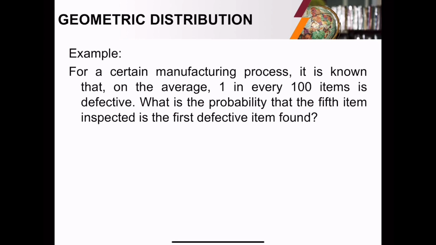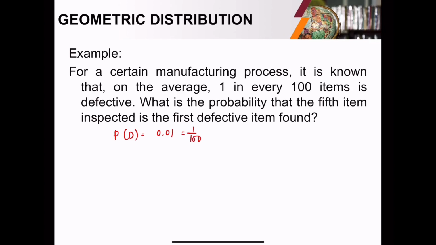Okay. Next. So, for a certain manufacturing process, it is known that on the average, 1 in every 100 items is defective. It gives us an idea that the probability of a defective is simply 0.01, 1 in every 100 items, or simply 1 over 100.